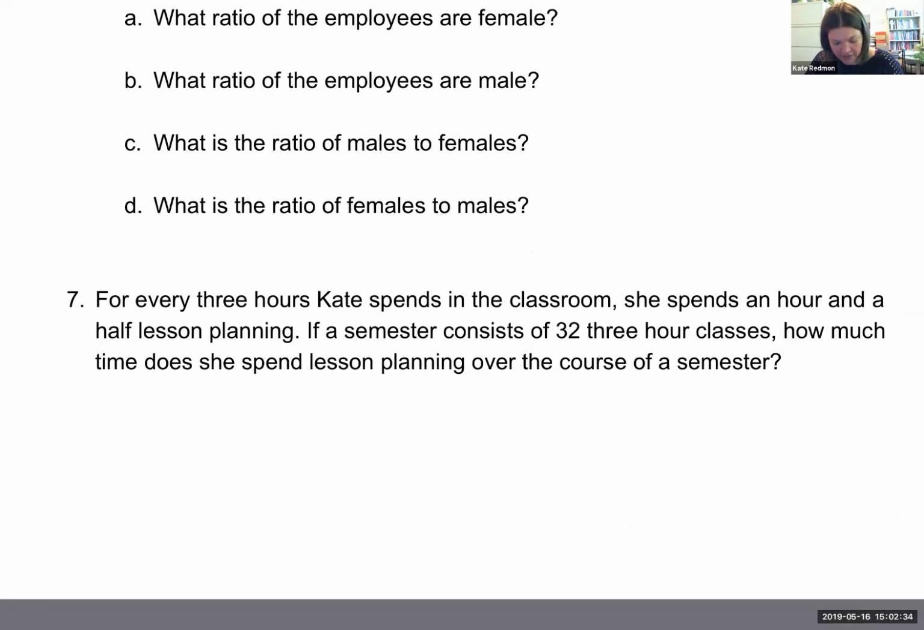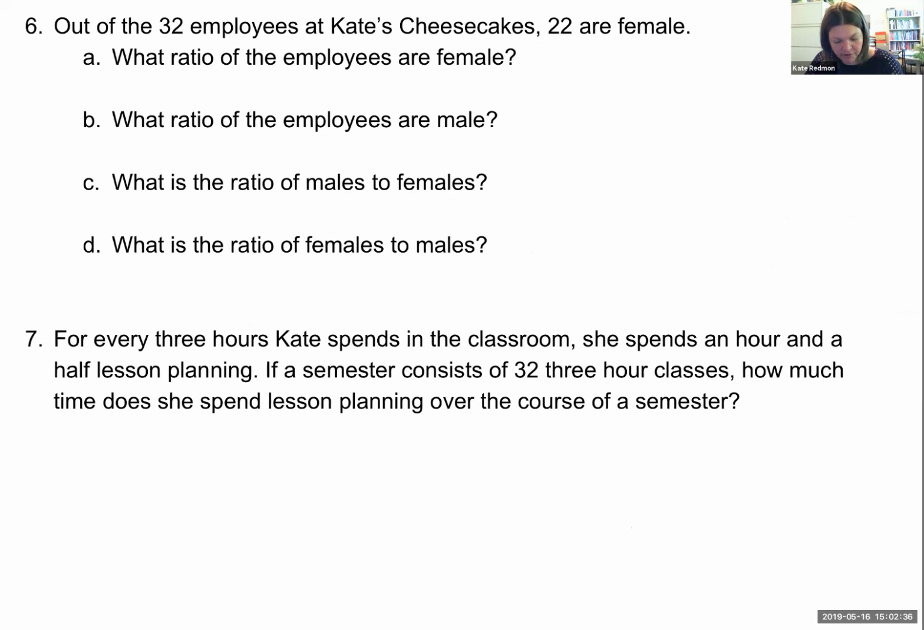Okay, now you know when Kate gets to write word problems, Kate shows up all the time because Kate's the center of the universe. So here we go. Out of the 32 employees at Kate's Cheesecakes, guys, I'm looking for a new job apparently, 22 are female. Now, I could use language that maybe isn't so clear to students. That's what I wanted to point out. Look what I say. I said, what ratio of the employees are female? This time I didn't say something to something. So what number do I put on top? What number do I put on the bottom?